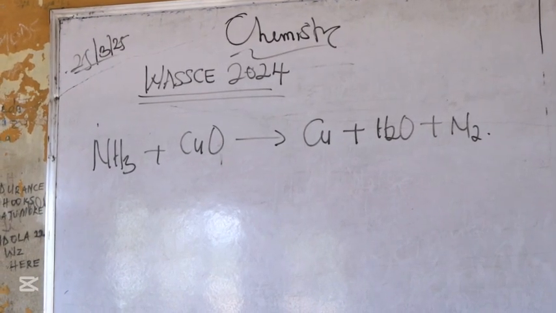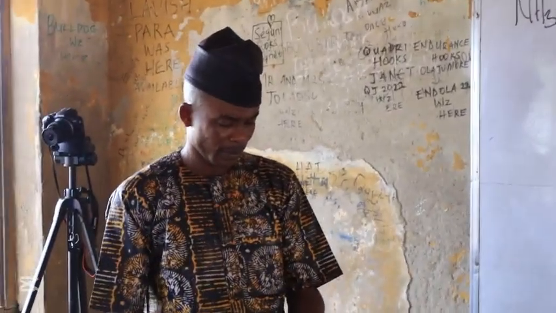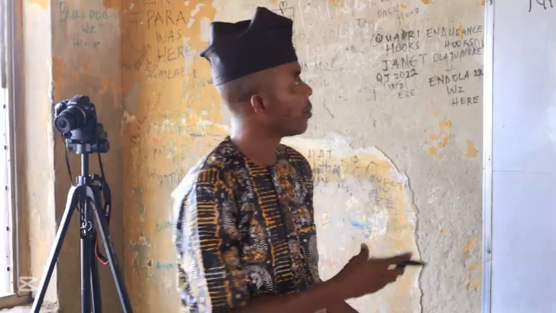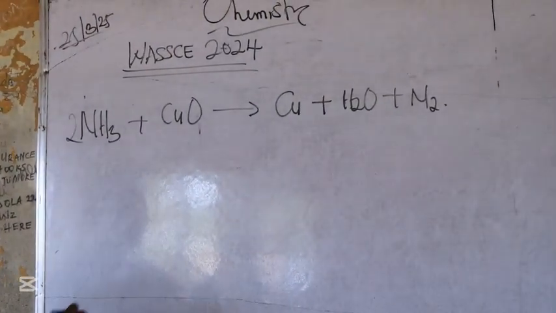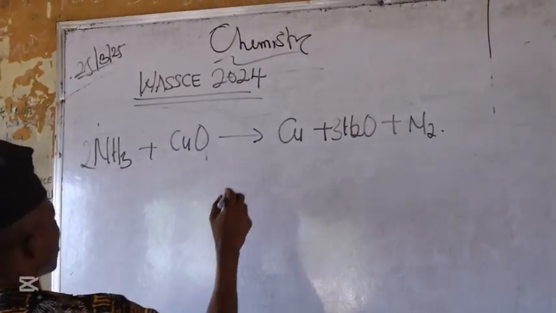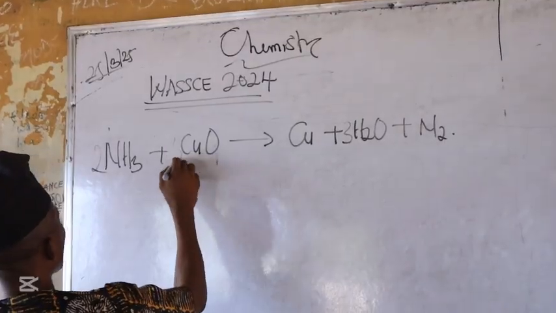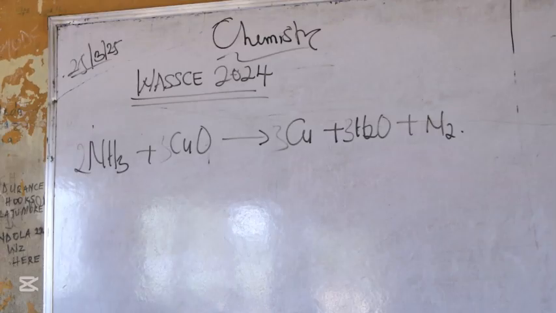2 NH3, yes. 3 H2O and 3 CuO. So when ammonia gas reacts with the copper 2 oxide, the products are copper, water, and nitrogen. Then the next question.